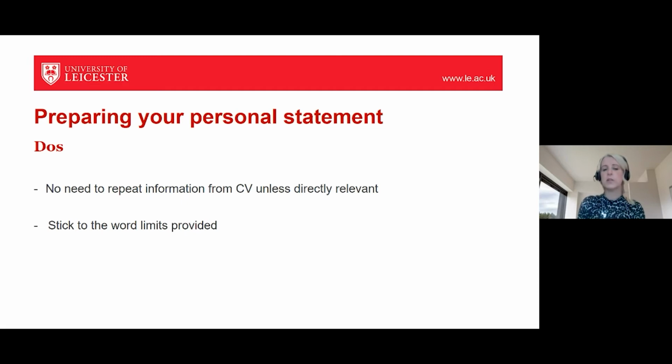There's no need to repeat information from your CV unless it's directly relevant. Obviously, because your CV is going to be relatively short, 2 to 3 pages, there might be information there that you want to pick apart a little bit in your personal statement, but make sure it's truly relevant to the project, or to becoming an independent researcher, or to why you want a PhD. But other information in terms of your clinical roles and everything else, you can probably leave out of your personal statement. And do stick to the word limits provided. Again, you've got 30 seconds to grab attention and 2 minutes for someone to read this personal statement. So make sure it's clear.